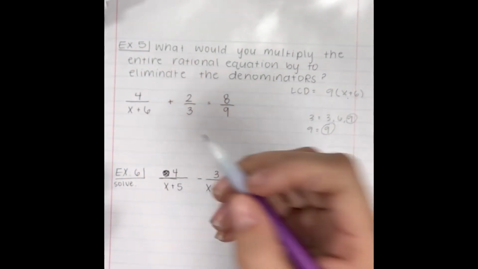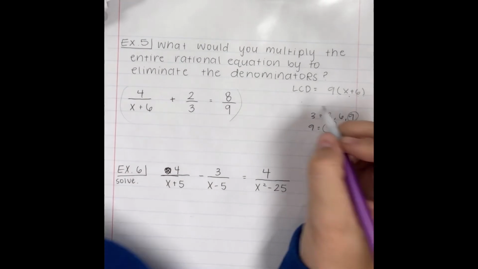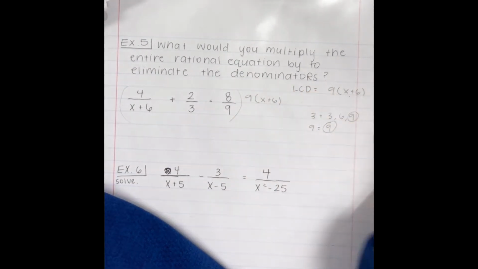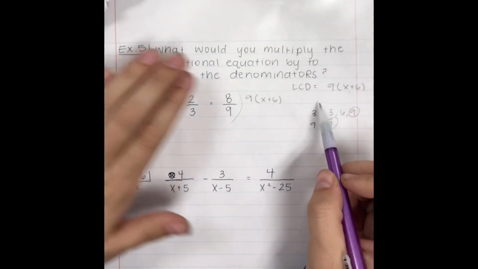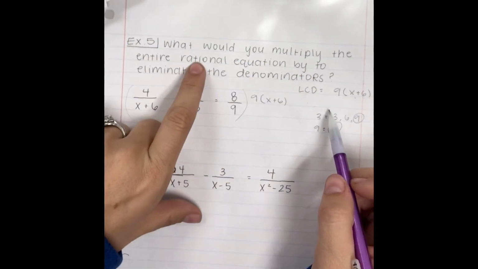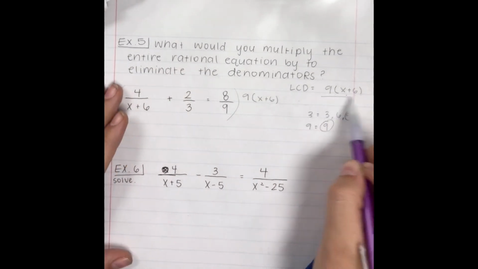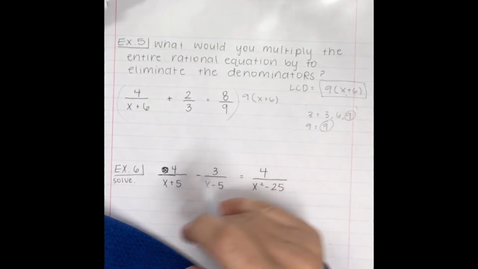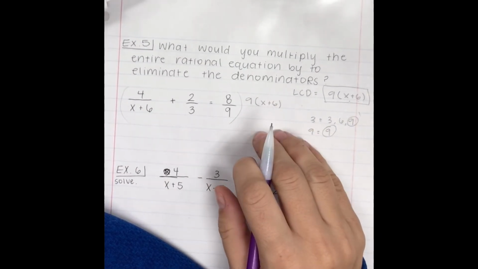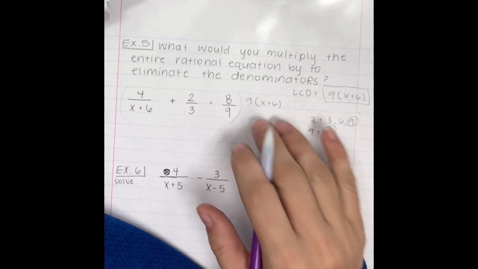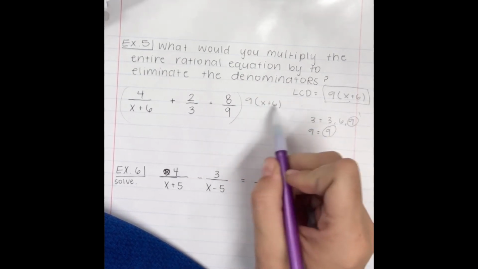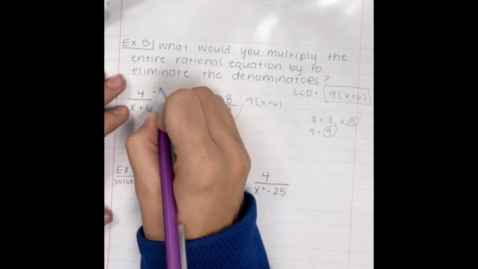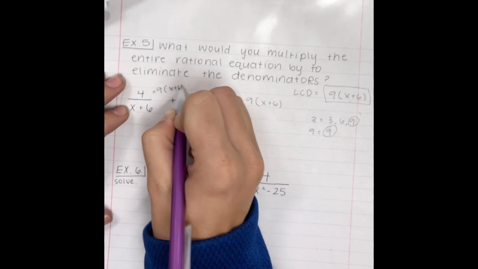So what I'm doing, I'm really multiplying this whole thing by 9 times x plus 6. This would be your answer when I'm asking what would you multiply the entire rational equation by to eliminate the denominator. What's your LCD? This would be my LCD, right? But we're about to do an example like this down below, so I want to show you one more brief example up above. So what we're doing is multiplying the whole thing by this. So I'm going to multiply each fraction by the LCD, okay?